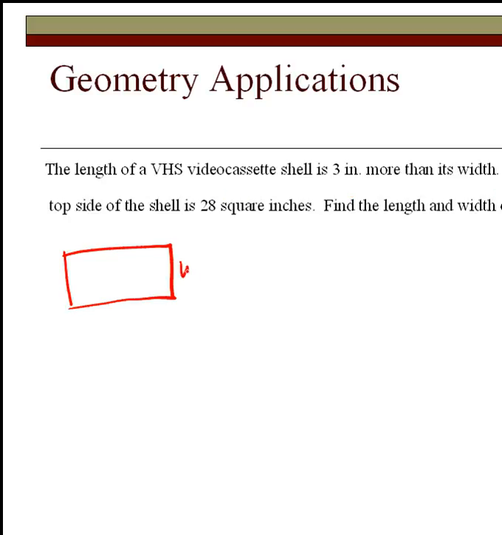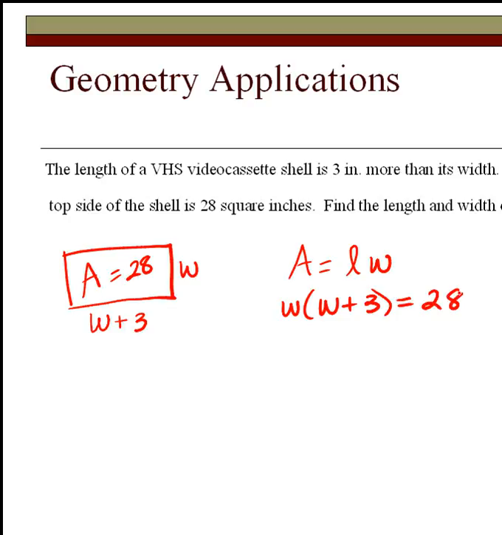So if we let W be the width, the length would have to be 3 more than that, which is W plus 3. We also know that the area is 28 square inches. Remember, area of a rectangle is length times width. So to get our equation, we multiply W times W plus 3 and set that equal to the area, which is 28. Now this is a quadratic equation, not in standard form, because we have a product there, but it's not equal to 0. So we multiply that out to get W squared plus 3W is equal to 28.